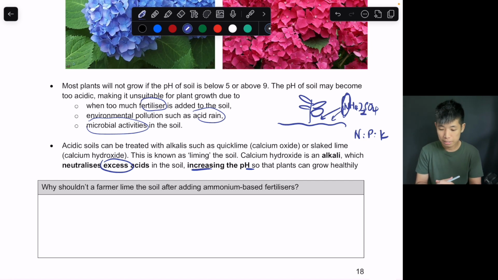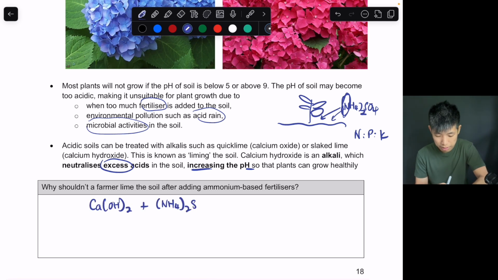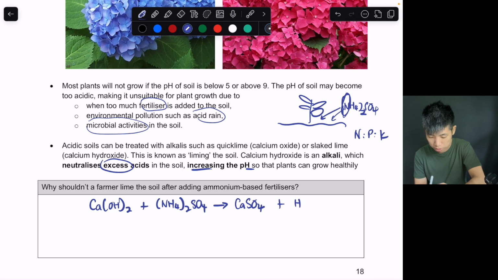But then, you can never add fertilizers together with calcium hydroxide or calcium oxide. There is going to be a reaction. What kind of reaction will be happening? Are you able to make a guess? This is something that we have learned before. So the reaction is between an alkali and an ammonium salt. What do we produce? We produce salt, water, and ammonia gas.